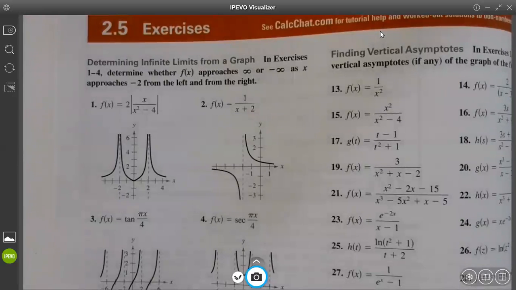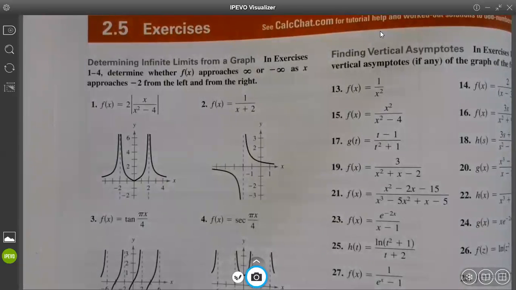All right, number 2. It says in the exercise 1 through 4, determine whether f of x approaches infinity or negative infinity as x approaches -2 from the left and the right. So all you're going to write is the limit as x approaches -2 from the left of f of x. You guys know how to write that. And just put f of x. Don't put the function. Don't write more than you have to, okay? Equals.